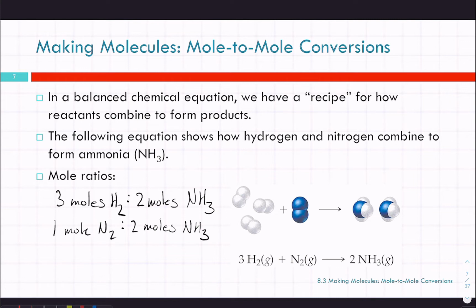And we can even derive ratios between our reactants. So we could say, well, if we have 3 moles of H2, how many moles of nitrogen are we going to need to use up that hydrogen completely? So that'll be 1 mole of nitrogen.